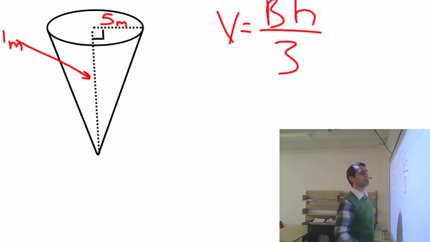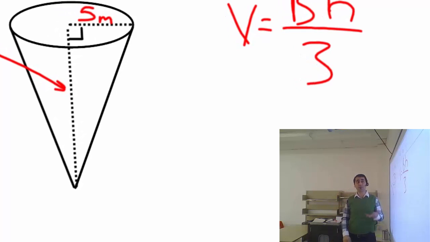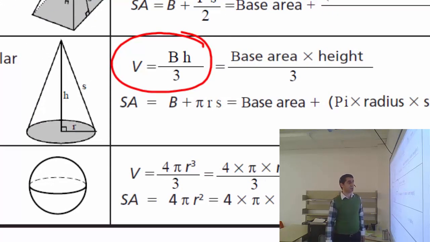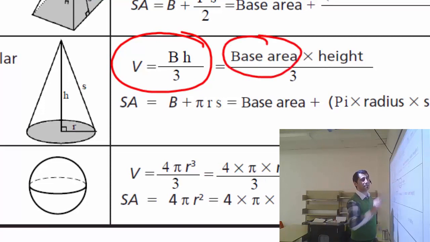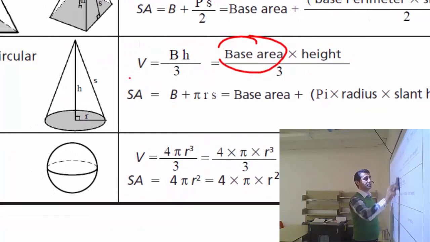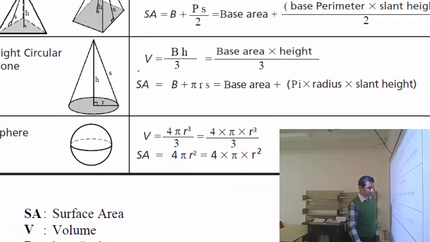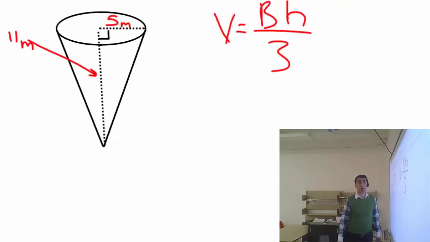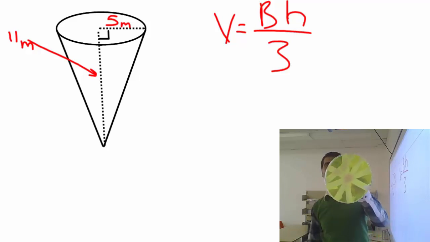BH on the top. So I need to know what B means. I need to know what H is. Let's go back to the formula handout. B means base area and H means the height, and I can see from the shape what they mean by the height. And as I mentioned, the base here is a circle. So I need to calculate the area of the circle, the base area of the circle first.